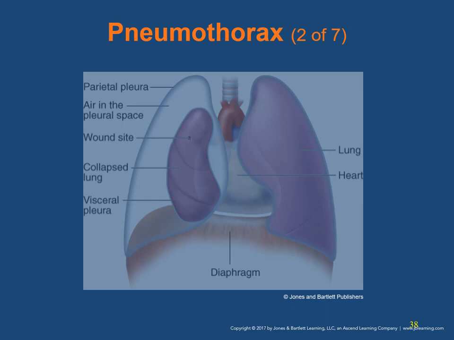The illustration on this slide shows how a pneumothorax occurs. Air leaks into the space between the pleural layers from an opening in the chest wall or the surface of the lung. Air in the pleural space causes the lung to collapse.